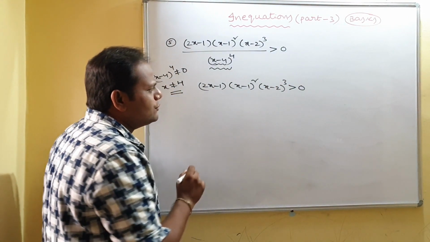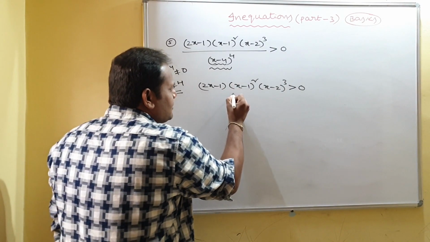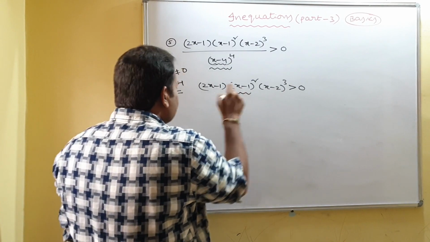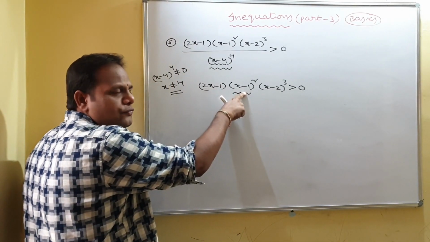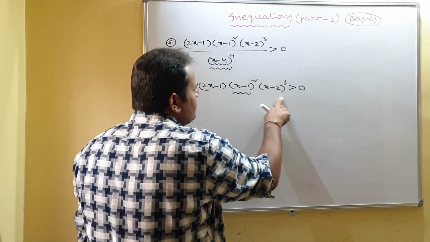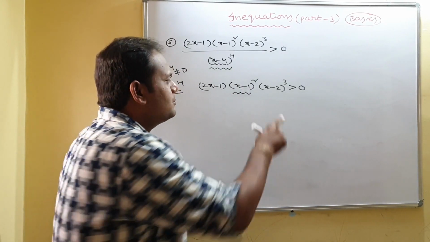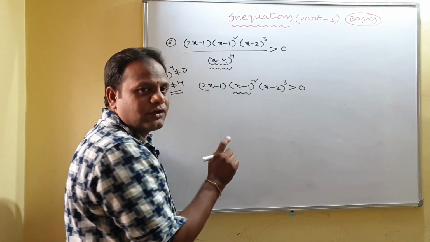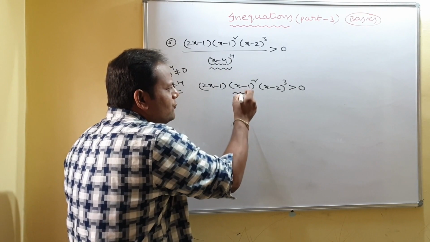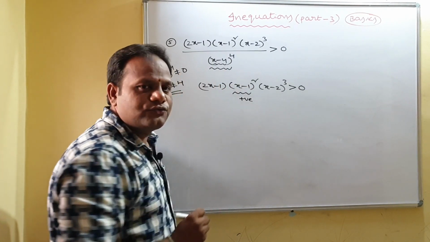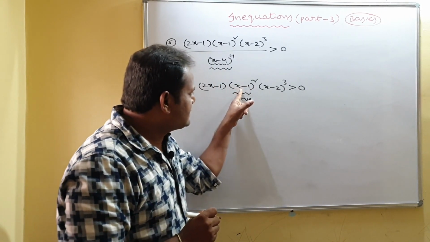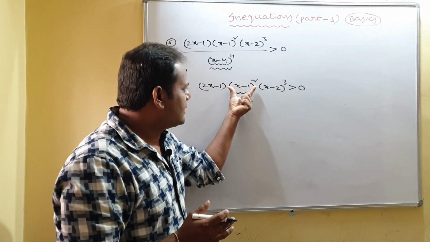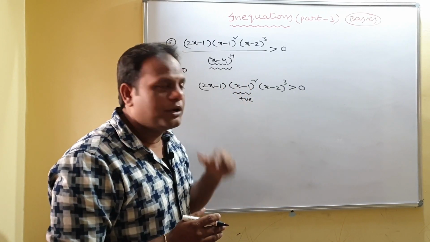Here you see, this is x minus 1 whole square. Can I take x equal to 1? No. Why? Because if x is 1, the total value is 0, but here we want only greater than 0. So you can't take x equal to 1. Is it positive value or negative value? Yes, it is positive value. So can I shift this to the right side? Yes, you can. Why? Because you know the sign of this expression, that is positive only.